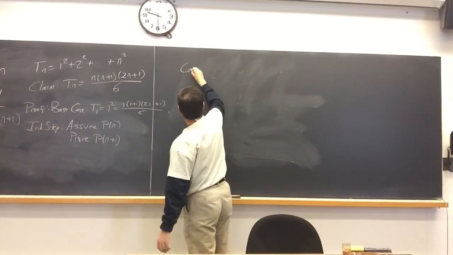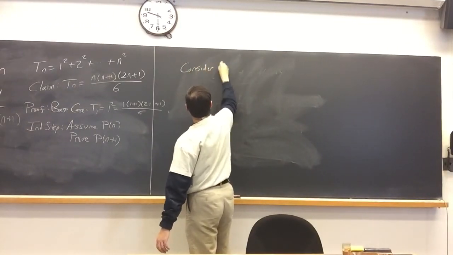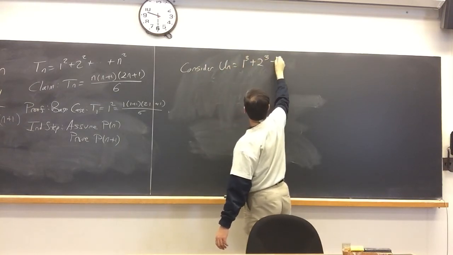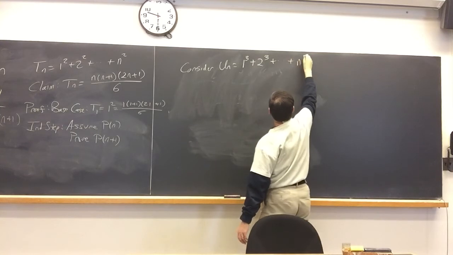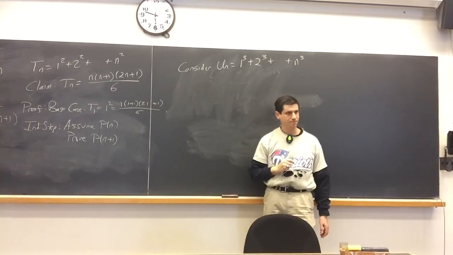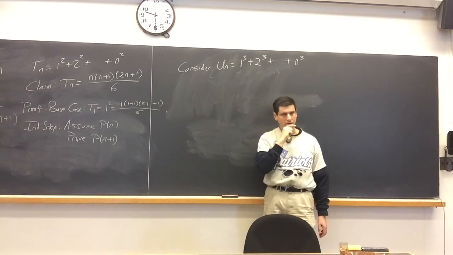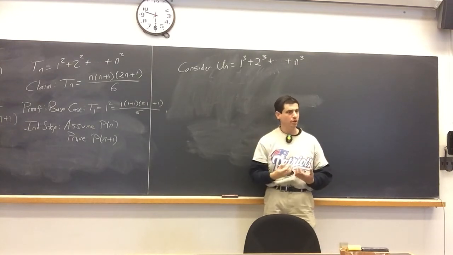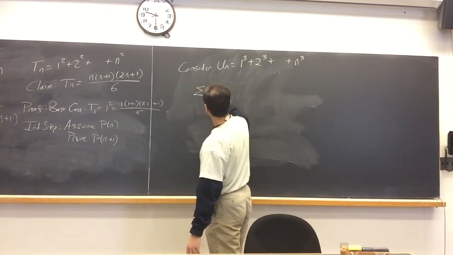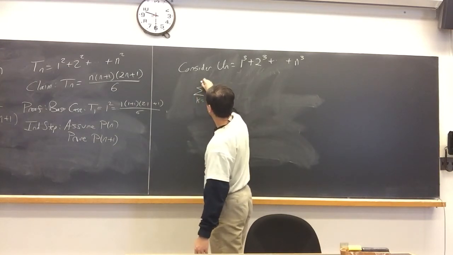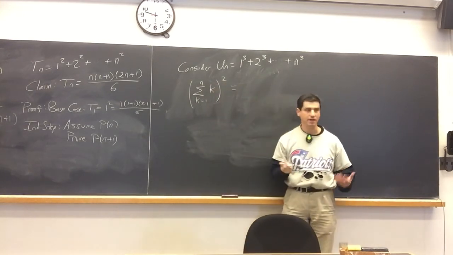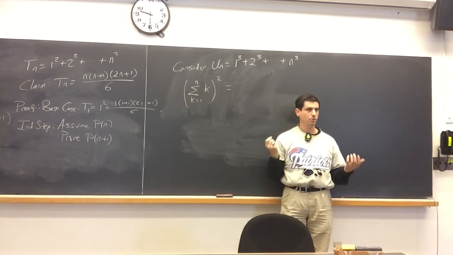So consider Un is 1 cubed plus 2 cubed plus ... plus n cubed. We want to figure out what this equals. Okay. I'm going to start with what I know, and I'm going to explore. So let's look at the sum of k, where k goes from 1 to n, squared. Do we know what the sum of k is? Yeah, what would that be?